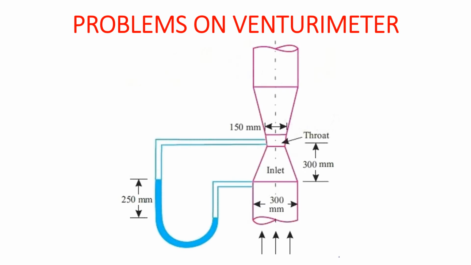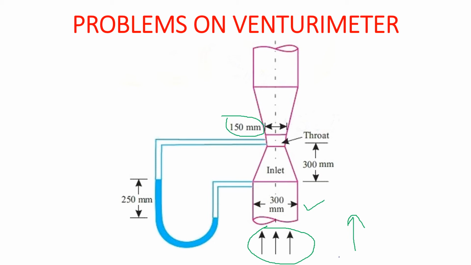This is the diagram of our particular venturimeter which is installed vertically. So see, the arrow is shown like this. You can observe this arrow. So the flow is from downwards to upwards. The diameter at inlet is 300 mm and the throat diameter is 150 mm, which is shown here.